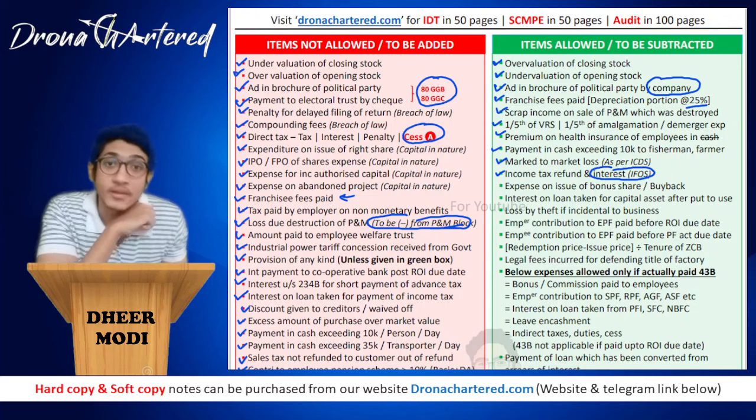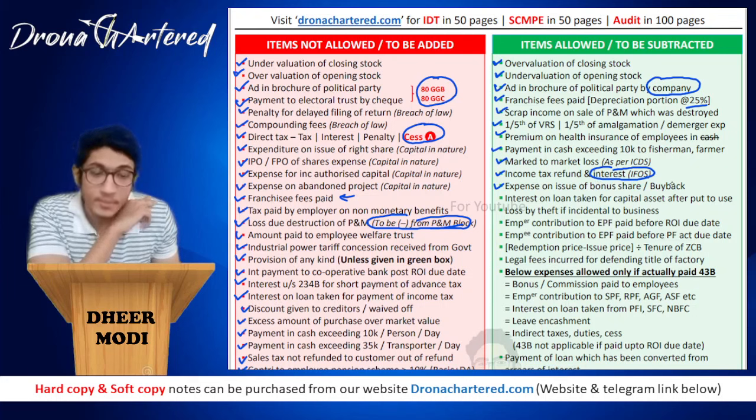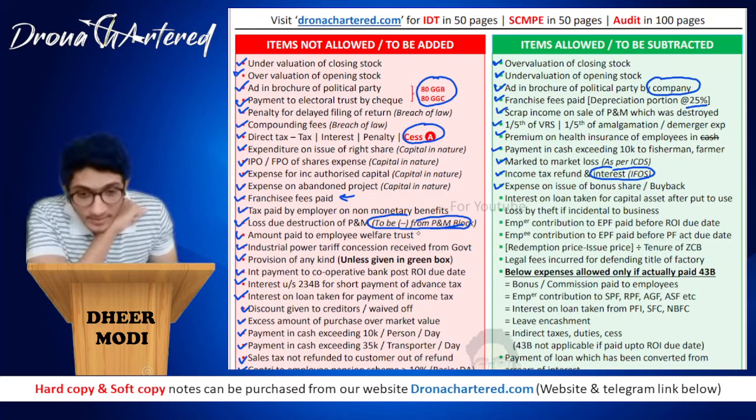Next is your expense on issue of bonus share or buyback. These are considered as revenue expense. Therefore, any expense on issue of bonus share or buyback, this deduction will be allowed. Otherwise, you remember we had studied so many capital nature transactions, these were not allowed. But any expense on issue of bonus share or buyback will be allowed.